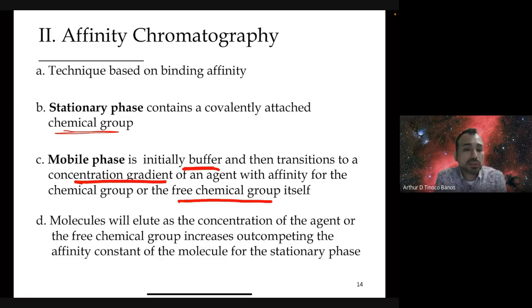So then molecules will elute as the concentration of the agent or the free chemical group increases, outcompeting the affinity constant of the molecule for the stationary phase. All right, let's look at an example.